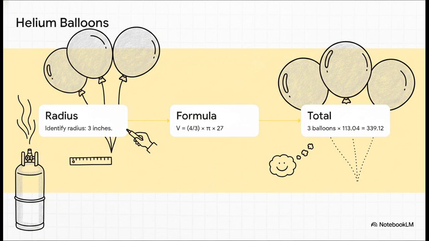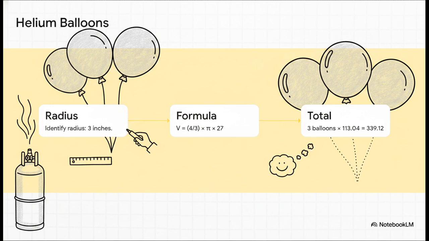Step 2. We run the formula. First, we cube the radius. 3 times 3 times 3 is 27. So our formula becomes volume equals 4/3 times pi times 27. When we calculate that out, the volume of one single balloon is approximately 113.04 cubic inches.